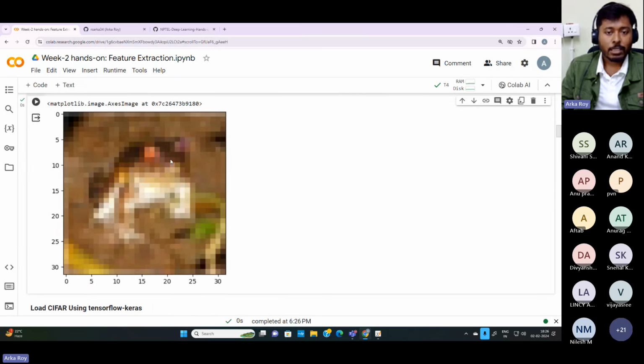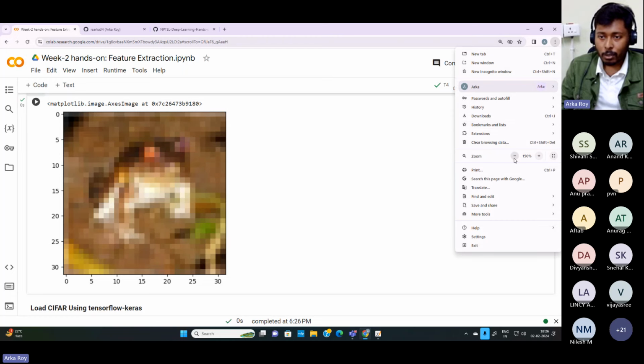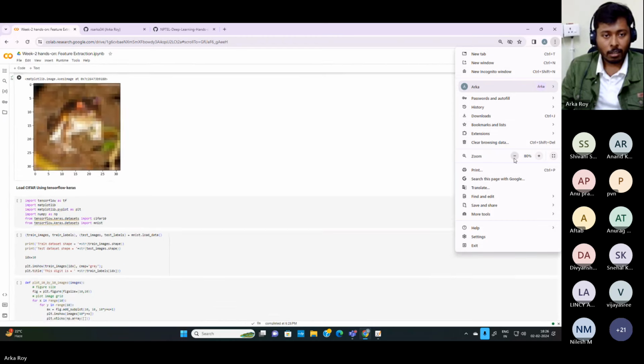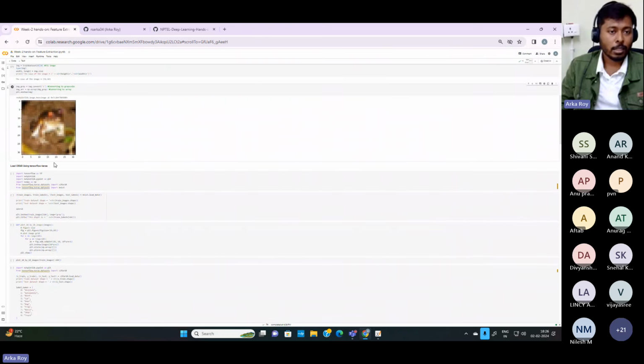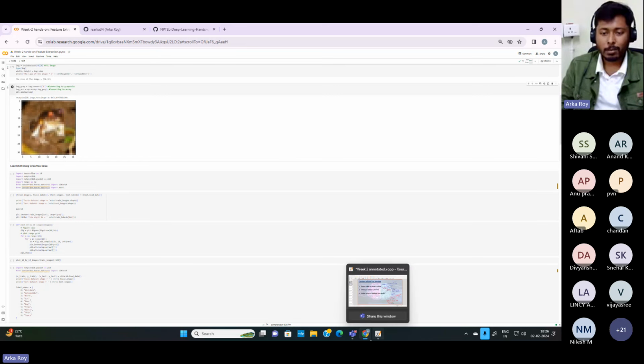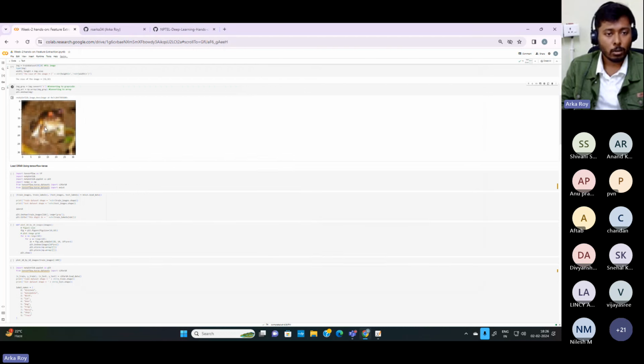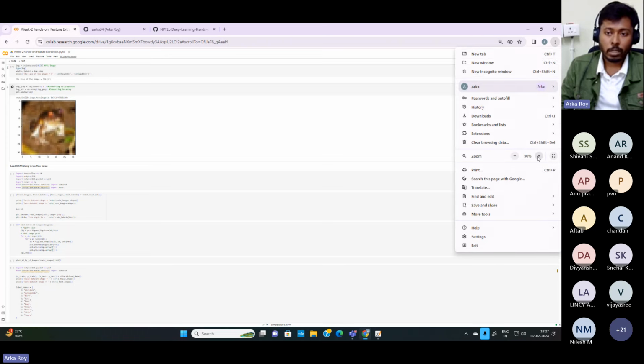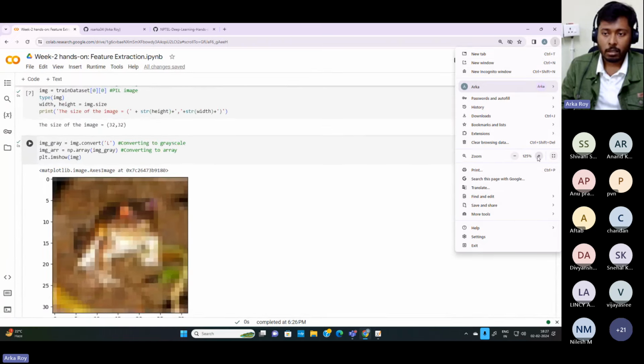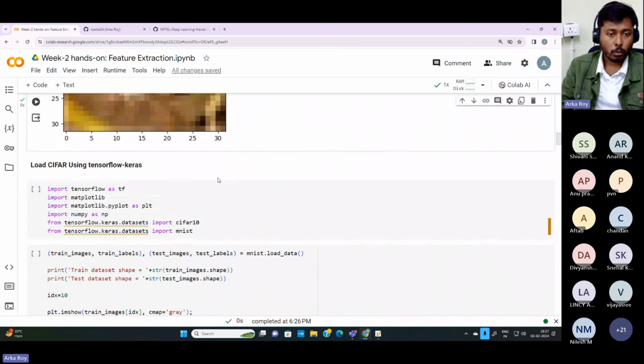Okay. So as you can see, you will not be able to actually recognize what kind of object this is. So probably if I zoom out, this is a frog. Over here, the object is a frog. Because this dataset comprises 32 by 32 images, the image resolution is very poor. So this is actually a frog. If you zoom out, then you can understand. Okay. So for the illustration, let me show you.